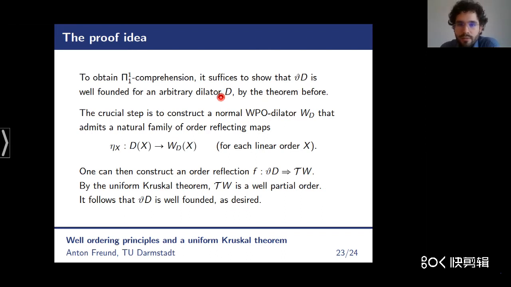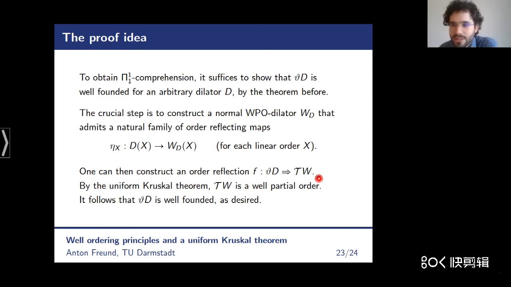So given D, we can construct such a W_D and a natural family of order-reflecting maps that send each of these orders D(X) into the newly constructed orders W_D(X). And once you have this family of order-reflecting maps between D and W of D, you can construct out of these an order-reflecting map of this Bachmann-Howard fixed point theta of D into the Kruskal fixed point T of W. Now, there should also be a lower index D here, T of W_D.